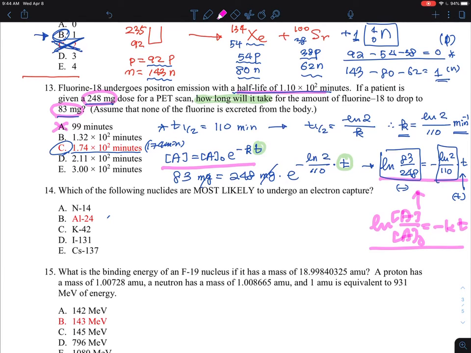Okay, number 14 is a question about a quite difficult concept: which nuclide is most likely to undergo electron capture? Right? If I put this question in a different way, which nuclide will be happy by acquiring an electron, right? They would like to capture the electron, meaning they have more protons than they need. Where did I learn this, right? So let me show you, let me draw a diagram.